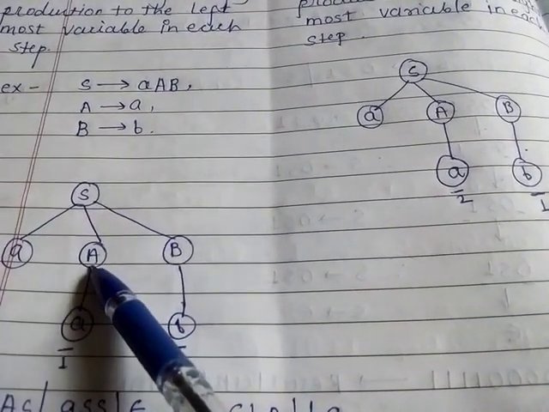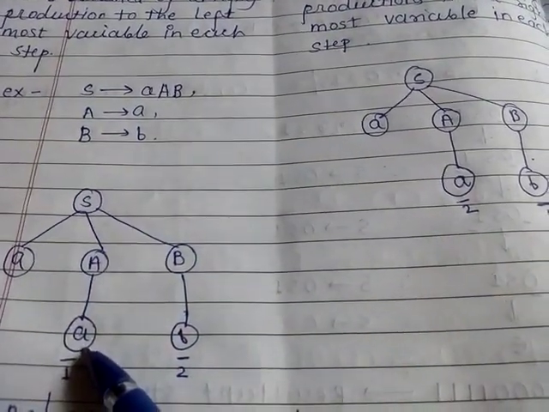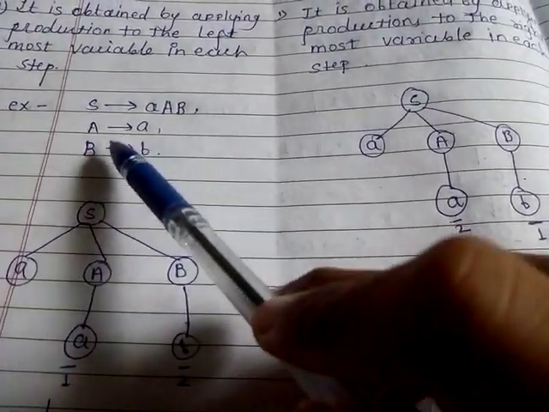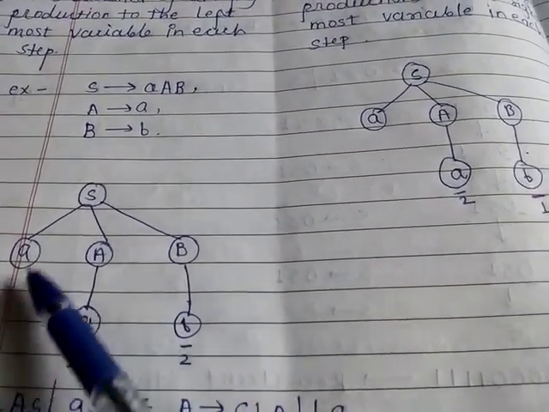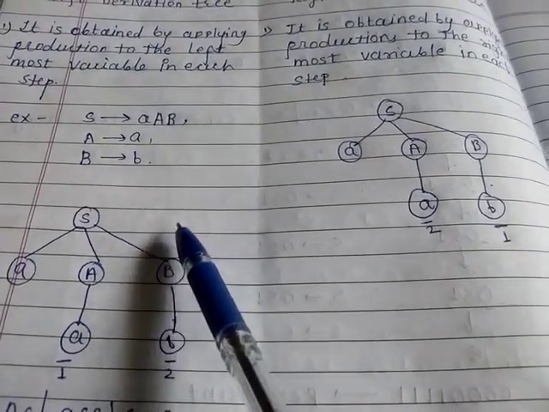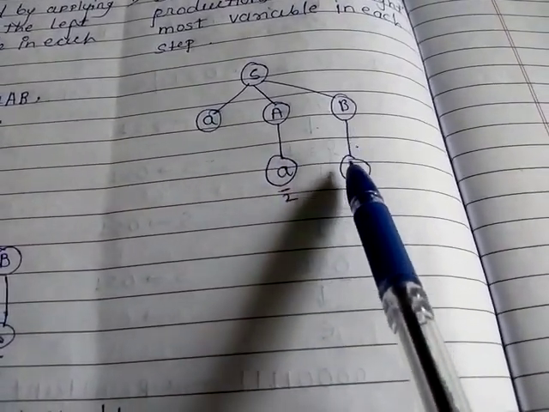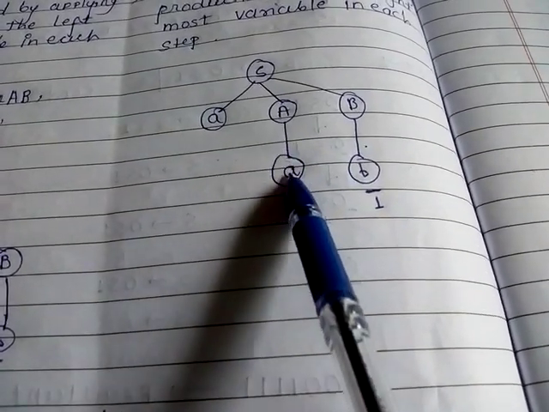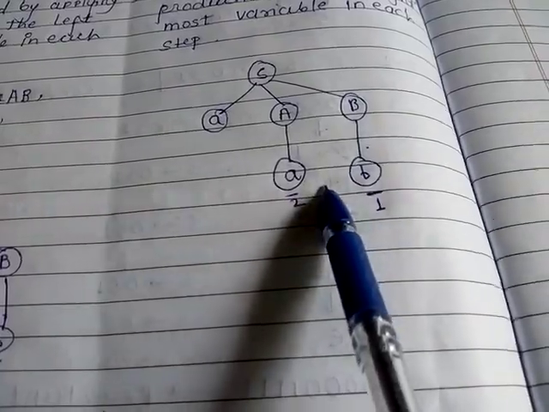Next is the capital A. For capital A, I already have a production rule, so I have applied this production rule, that is small a. And for B also, I have small b. So I have applied this. I am starting this string from left to right, so this is the left derivation tree. If I apply the production rule from right to left, for B, small b is there, and for A, small a is there. So I first write this, then this. So this is the right derivation.